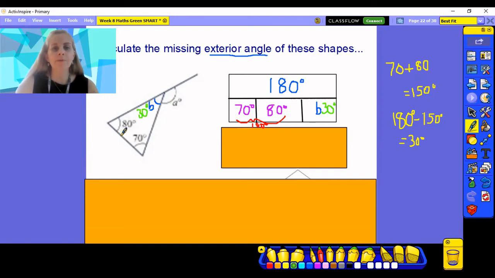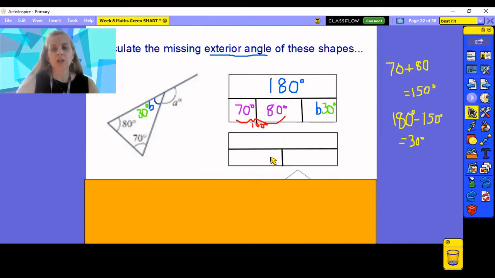So now we have all the interior angles. We can always check that, because obviously we can put that back in the original adding. So we could do 70 plus 80 plus 30, and it gives us our total interior angles totaling up to 180 degrees. Then we're going to be using the same information to transfer onto a further bar model to explain what we're going to be doing.